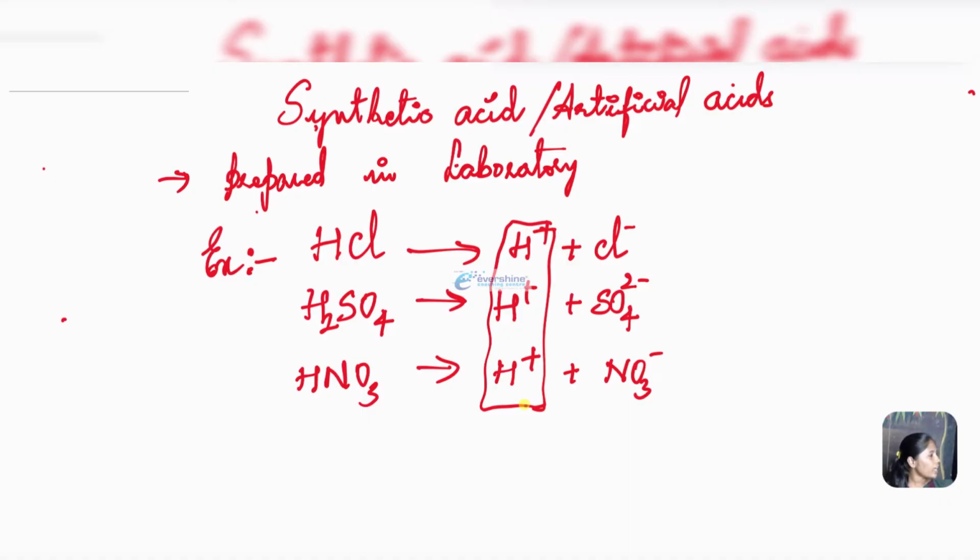So what are the two types of acids now? Natural acids and synthetic acids. Natural acids means the acids we get naturally. There are several sources which give natural acids, and there are some acids which we do not get naturally, but which have to be synthesized in the laboratory. Name some important acids synthesized in the laboratory: HCl, H2SO4 and HNO3.